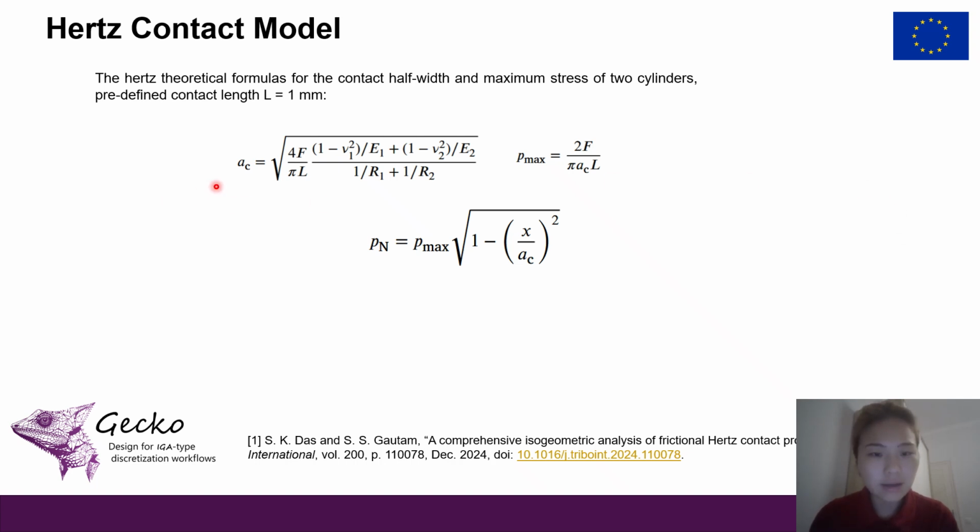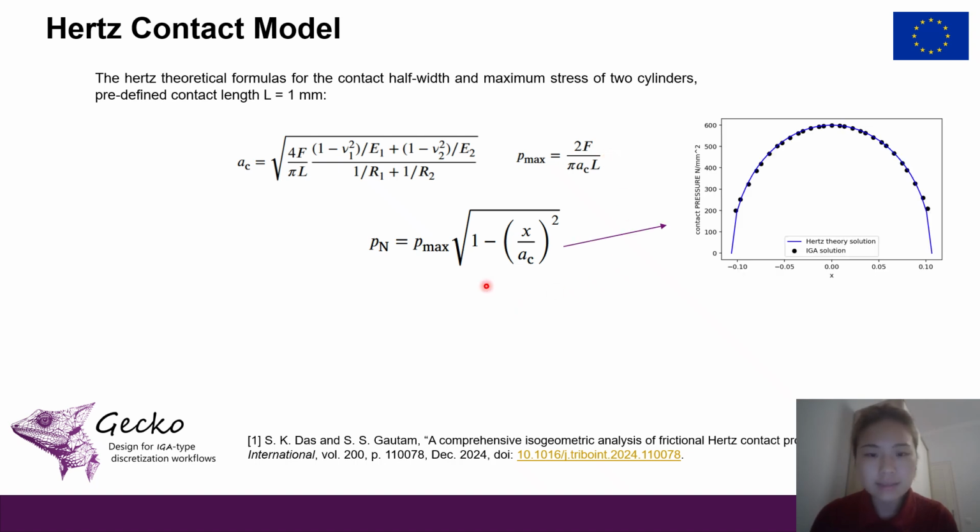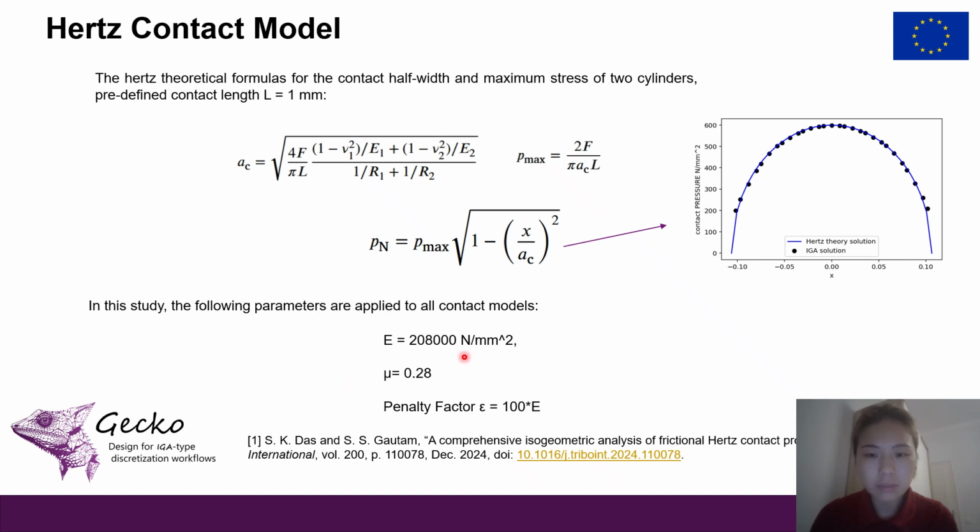Here we can see the contact half-width. It depends on the material properties, the applied load, and also the radius of the spheres or cylinders. And here is the formulation of the pressure. We can see the pressure distribution follows an elliptical profile. In our study, we use the following material parameters and also the penalty method. The penalty factor is given here.